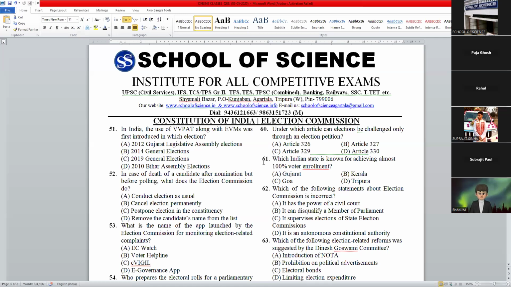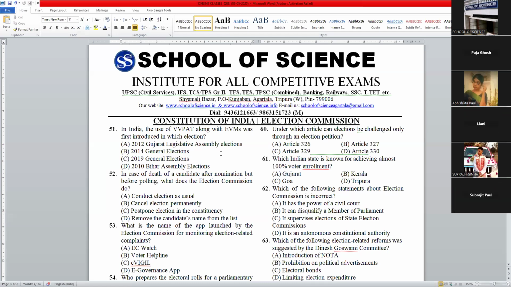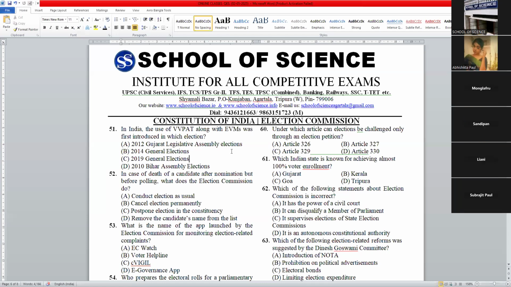Okay. Question number 51. Last class we did up to question number 50. Today we solve from 51 to 100. All of you participate. Question number 51. In India, the use of VVPAT along with EVMs was first introduced in which election? The options are A, 2012 Gujarat Legislative Assembly elections; B, 2014 general elections; C, 2019 general elections; D, 2010 Bihar Assembly elections. What do you think is the right answer? Option B, 2014 general election. Option C, 2019 general election, sir.